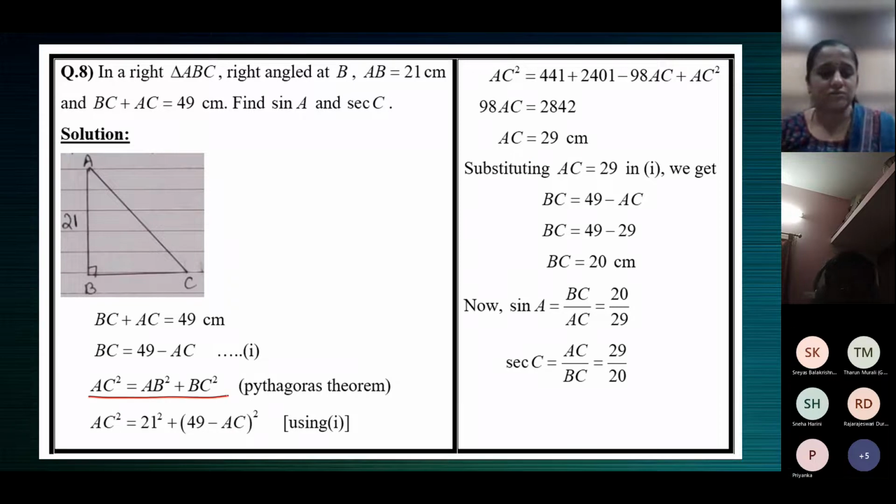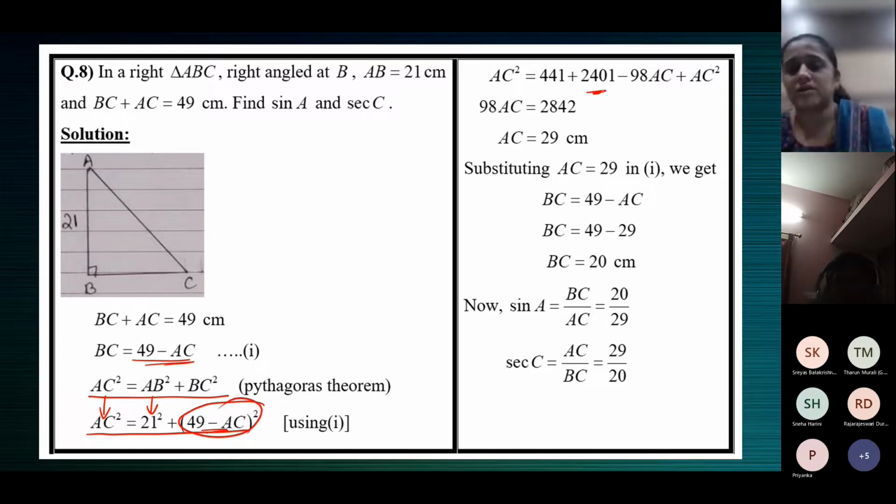We only know AB is 21. AC we do not know. BC we have written in terms of AC, 49 minus AC. Now this equation has only one unknown, AC. How do you expand this? A minus B the whole square is A square minus 2AB plus B square.